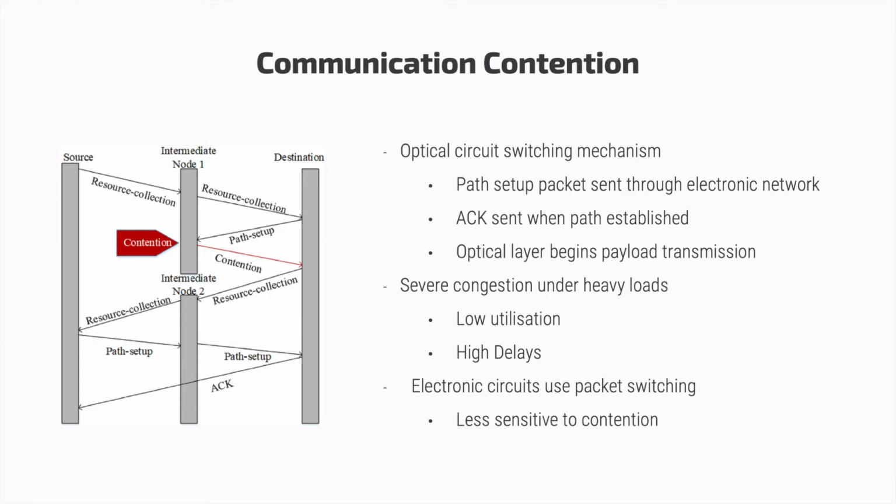When there is contention in the path setup process, the electronic network buffers the blocked message until the requested wavelength is available. Optical channels that have been reserved by the path setup packet on upstream links will be unavailable during buffering time. The setup process suffers from severe congestion under heavy loads, causing low utilization and high delays. The same problems are faced when the network is expanded over a large size and traffic is transmitted over longer transmission paths. In comparison, electronic circuits which use packet switching are less sensitive to contention since packets can be stored in situ.